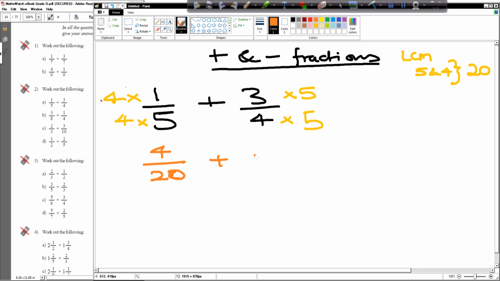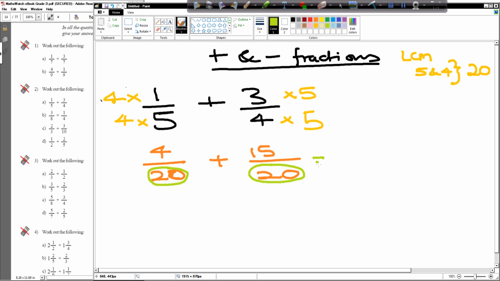3 times by 5 on the top is 15. 4 times by 5 is 20. So what we've done now, we've changed fifths into 20ths and we've changed quarters into 20ths. Now, if we look at the bottom numbers, they are the same. And that is the key to adding and minusing fractions. You must get the denominators to be the same. So fifths have now become 20ths, quarters have now become 20ths, and now we're in a happy state.